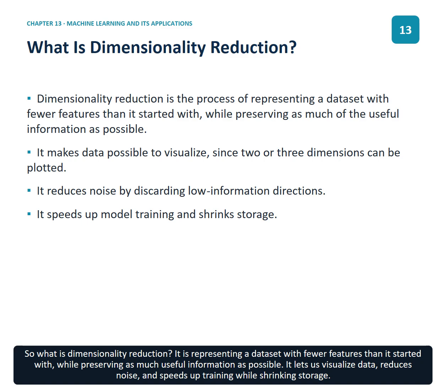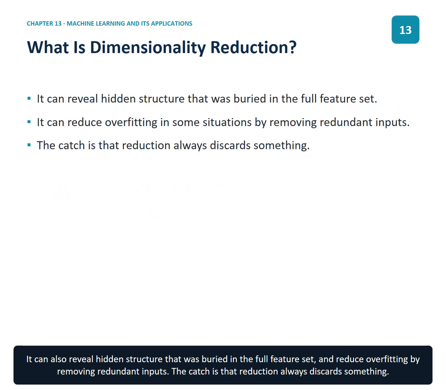So, what is dimensionality reduction? It is representing a data set with fewer features than it started with, while preserving as much useful information as possible. It lets us visualize data, reduces noise, and speeds up training while shrinking storage. It can also reveal hidden structure that was buried in the full feature set and reduce overfitting by removing redundant inputs. The catch is that reduction always discards something.